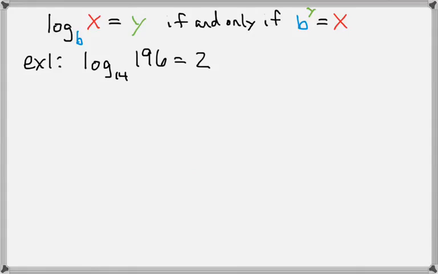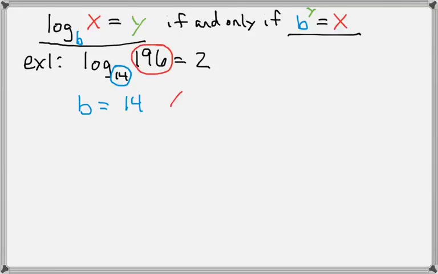So here we have log base 14 of 196 is equal to 2, and we need to convert it to exponential form. Right now it is currently in log form, and we want it to be in exponential form. So our step is going to be the same as when we went the other direction. We need to identify our three parts. This guy right here is my b, so b is equal to 14. This guy right here is the x, so x is equal to 196. And finally, this last one over here is our y, so y is equal to 2.